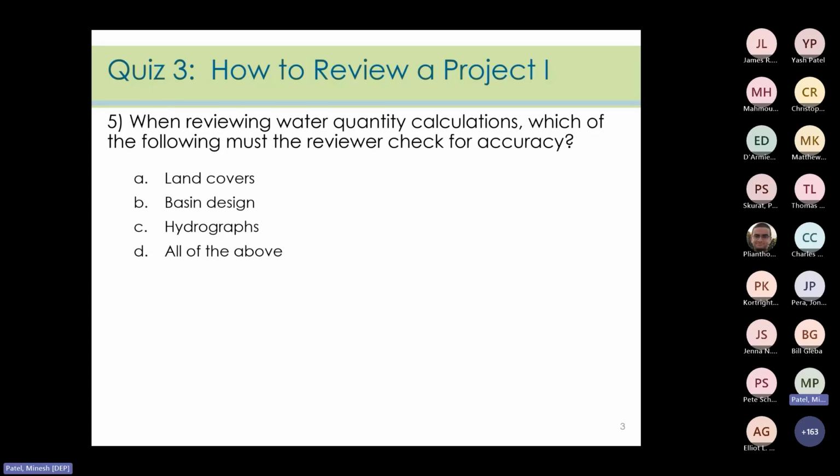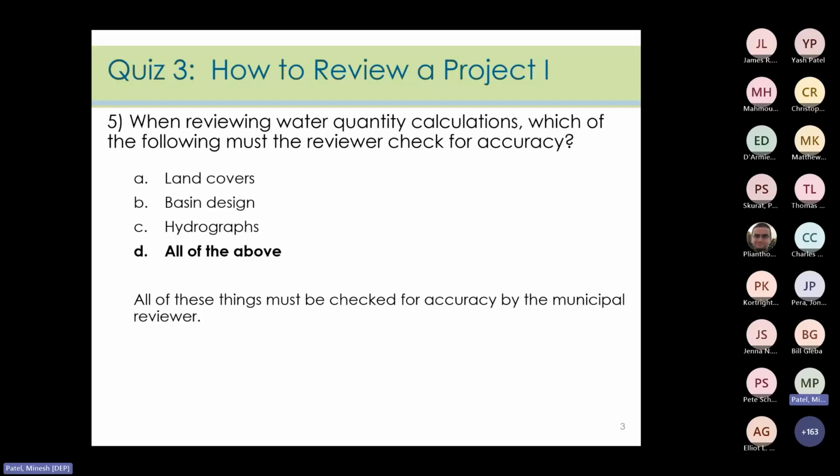Question 5. When reviewing water quantity calculations, which of the following must the reviewer check for accuracy? And the correct answer here is D, all of the above. So these are various things you need to check, and land covers, basin design, and hydrographs must all be checked for accuracy in a site review for water quantity.